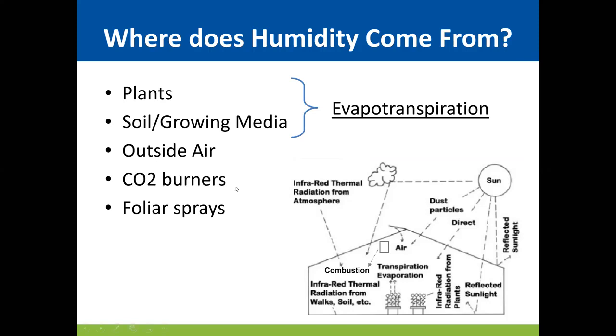CO2 burners. People don't necessarily realize that the products of combustion of natural gas and air produce 3 different byproducts. They produce CO2, of course. They produce heat, but they also produce water vapor. So if you have a lot of CO2 burners in your facility, or you're using, say, a natural gas direct fired heater and you're not venting it out of the greenhouse because you want that CO2, you're also injecting water vapor into the greenhouse. And then there's foliar sprays, right?